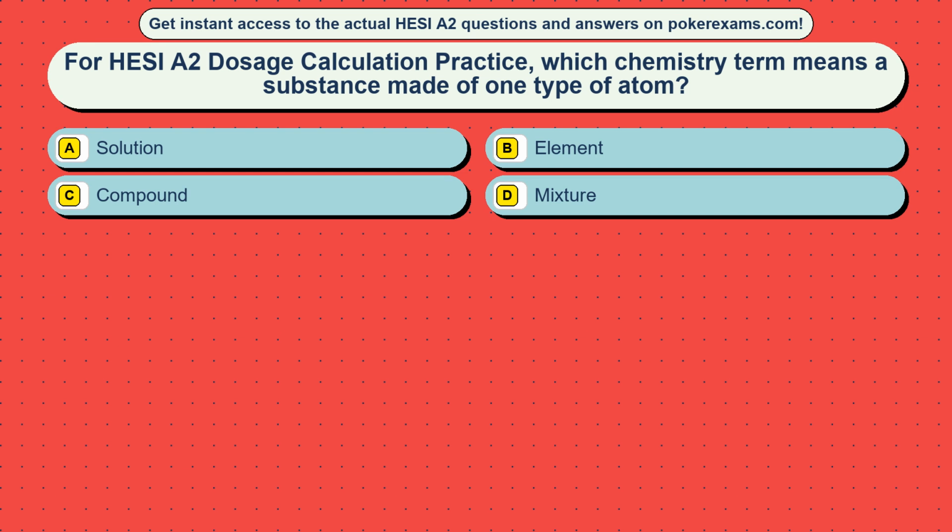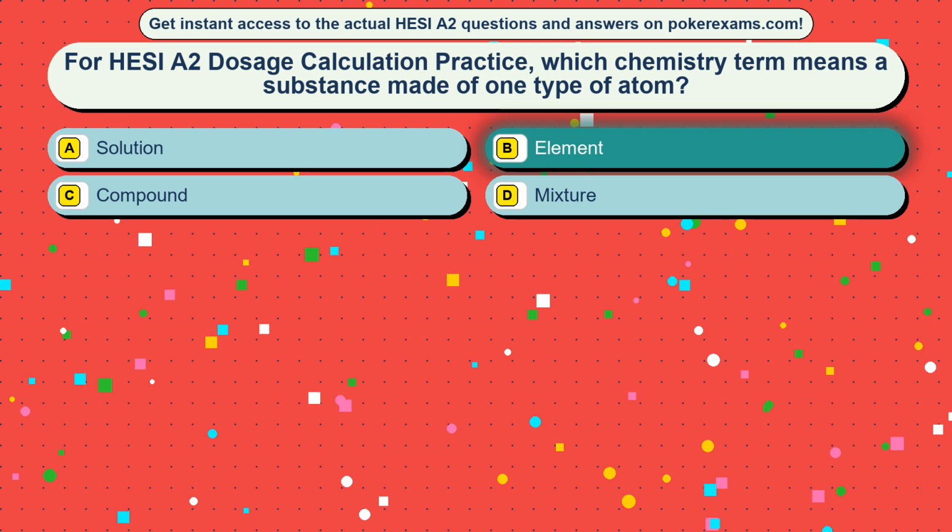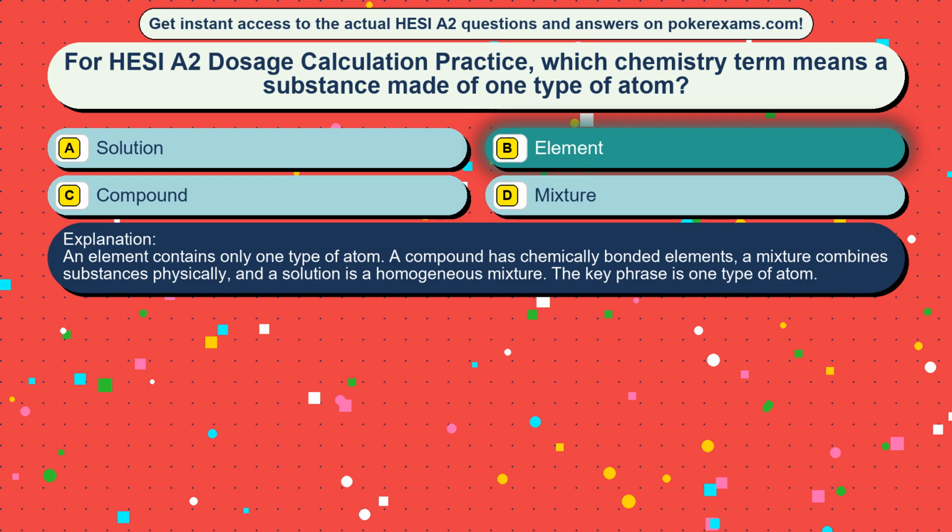Question 32. For HESI a 2-dosage calculation practice, which chemistry term means a substance made of one type of atom? Option A, solution. Option B, element. Option C, compound. Option D, mixture. The correct answer is option B, element. An element contains only one type of atom. A compound has chemically bonded elements, a mixture combines substances physically, and a solution is a homogeneous mixture. The key phrase is one type of atom.